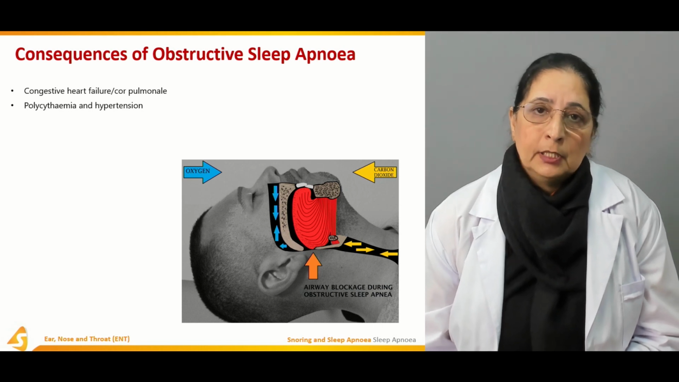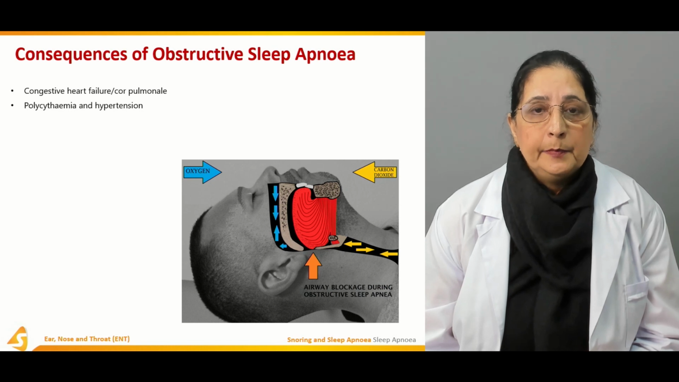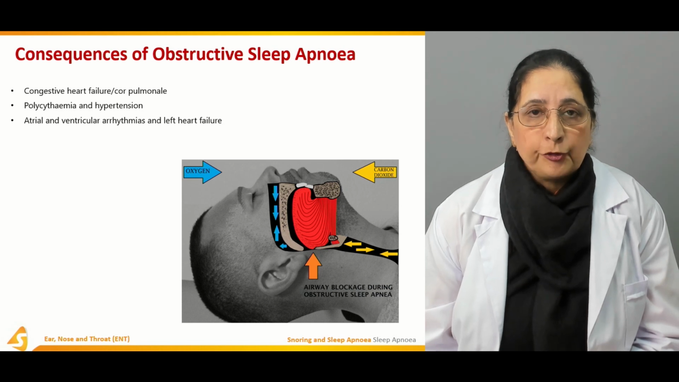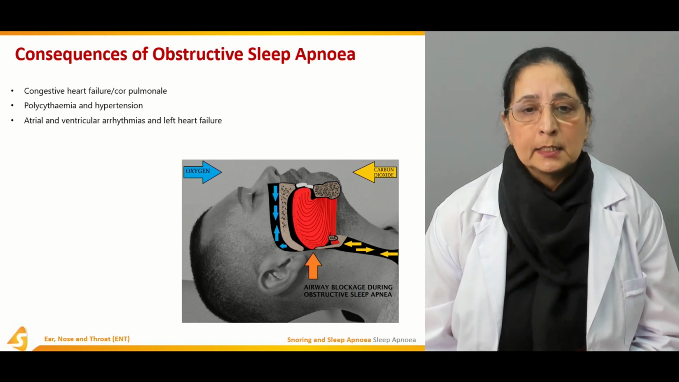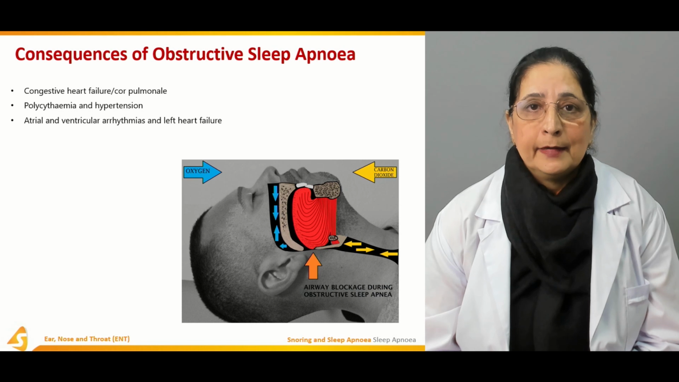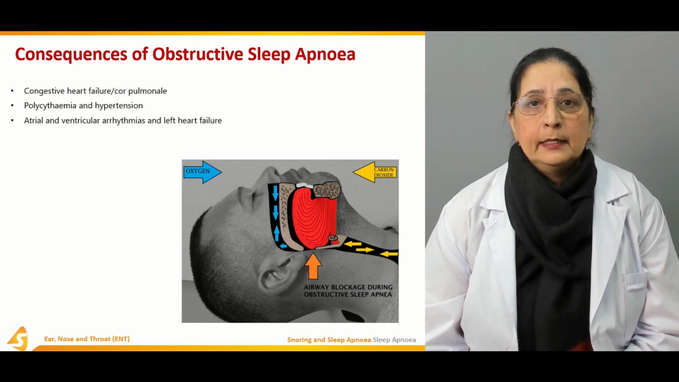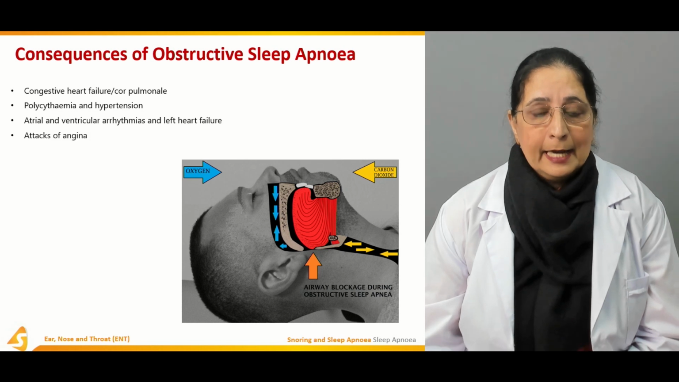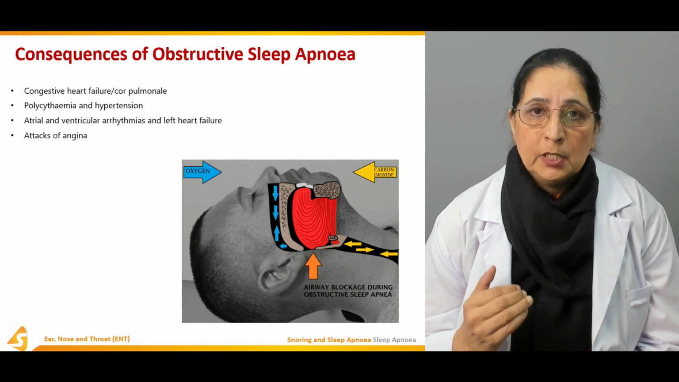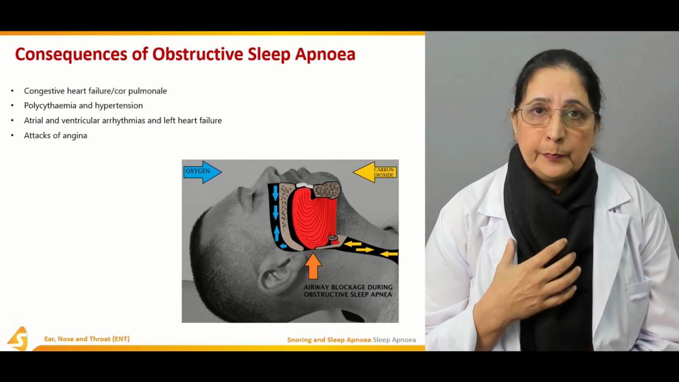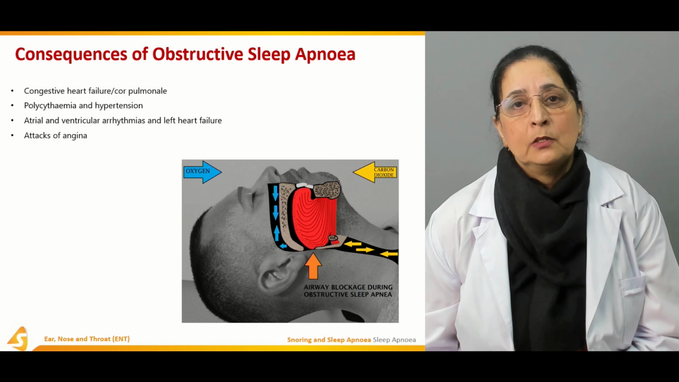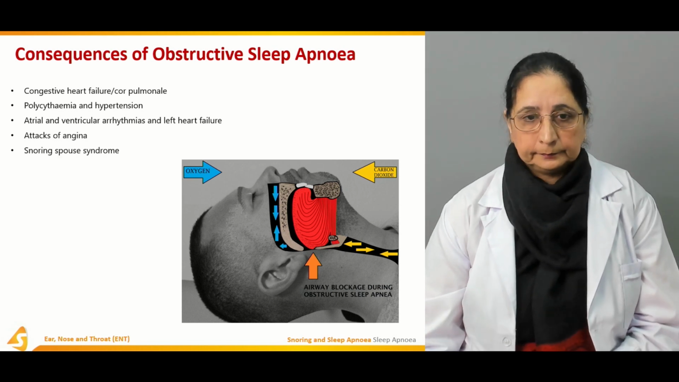Polycythemia and hypertension, high blood pressure, is present. Polycythemia is increased red blood cells, so that is also present. Atrial and ventricular arrhythmias and left heart failure. The rhythm of the heart is not normal. There is arrhythmia, absence of normal rhythm, and there is left heart failure. Attacks of angina can occur because of decreased supply of oxygen to the muscles of the heart. There is chest pain associated with angina. So all these are very serious consequences of obstructive sleep apnea.